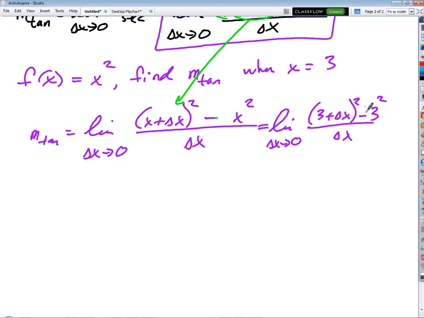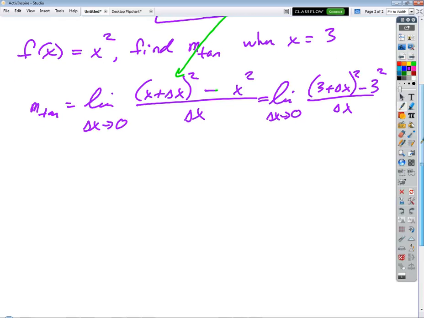What if I expand that? Good. Okay, here we go. Great idea. What if I expand this? What if I expand out the binomial 3 plus delta x squared? So we get the limit of what? If I expand that out, what do I get? 6 plus 2 delta x, 2 times 3 times delta x, right?